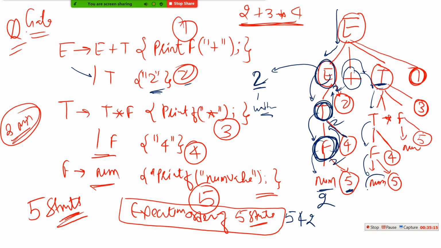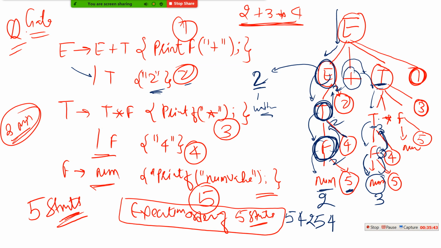Now this f will generate the value of num. What is the value of num here? 3. So now statement 5 is generated again, and value 3 is passed to this f. Now this value 3 will be passed to this t, and what statement will execute in order to pass this 3 to this t? Statement 4 will execute in order to pass the value 3 to this t.